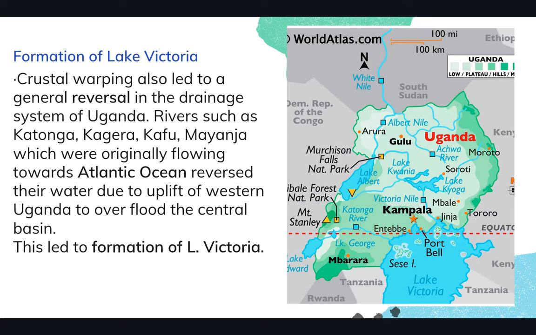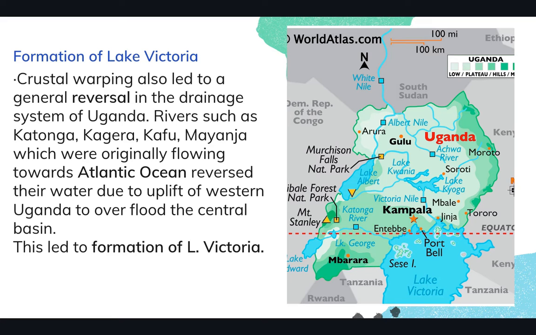So we're saying crustal warping also led to the general reversal of the drainage system of Uganda. Rivers such as Katonga, Kagera, Kafu, Mayanja, which were originally flowing towards the Atlantic Ocean, reversed their flow due to uplifting of western Uganda, which flooded the central basin. So they were moving the other way, and when the relief was changed, they were forced to flow back into a basin, which right now we have as a lake. Not one of the largest, but the largest in Uganda and in Africa.